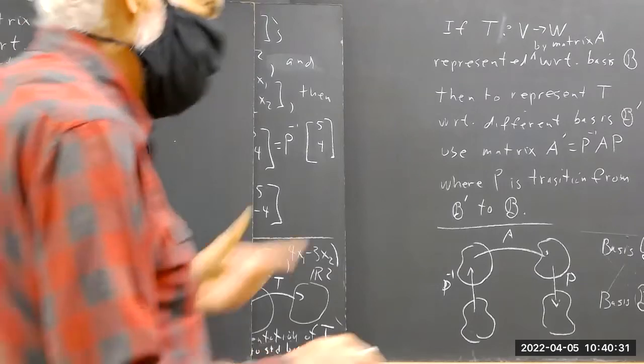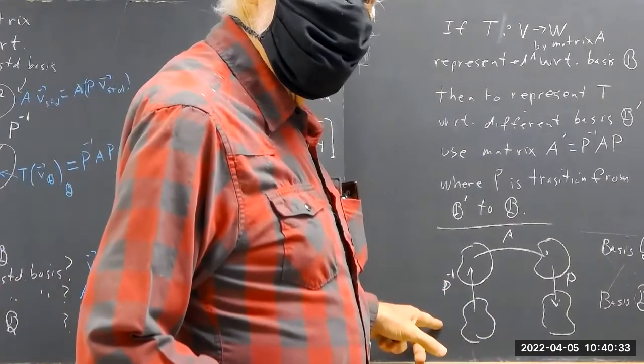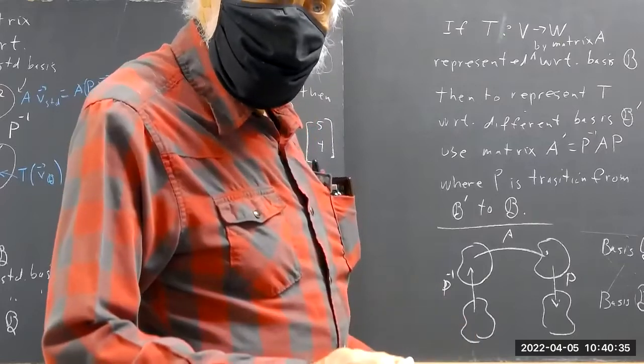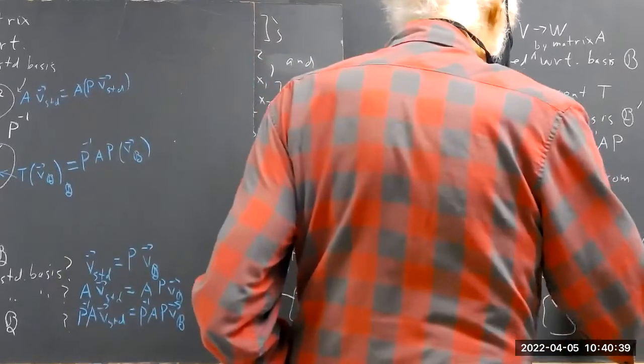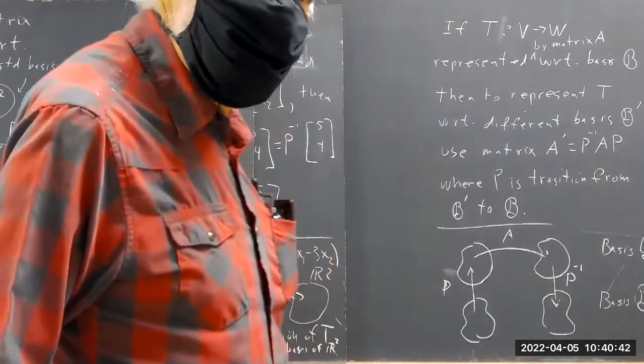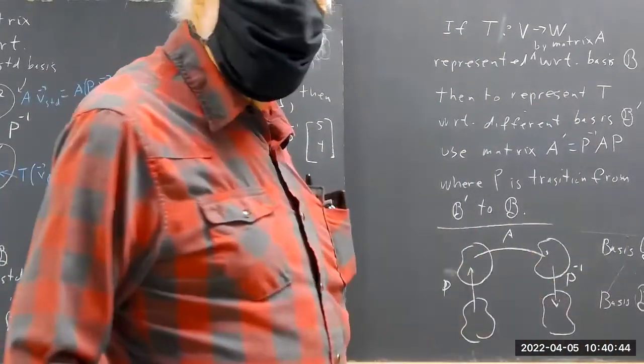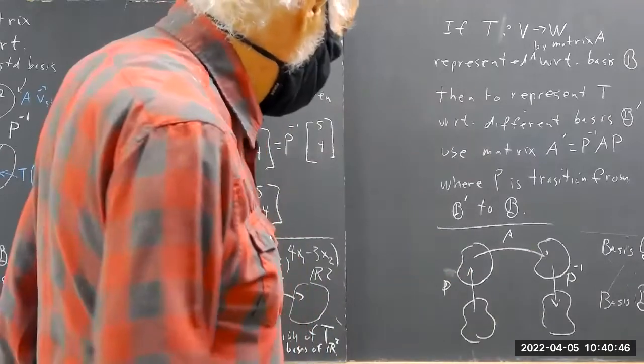And see what I just did? I could blame it on you, and I'm not going to. I just want to write P here, P inverse here and P here, because it feels like an inverse or something.